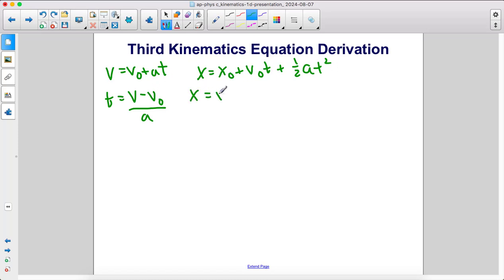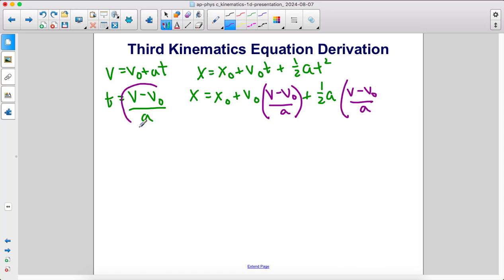So we have x equals x naught plus v naught. Instead of t, I'm going to put in v minus v naught over a, plus 1/2 a, and then t, v minus v naught over a. Remember, I'm getting that from over here. And then that is squared. So this squared is a bunch of algebra, so I'm going to do that over here real quick.